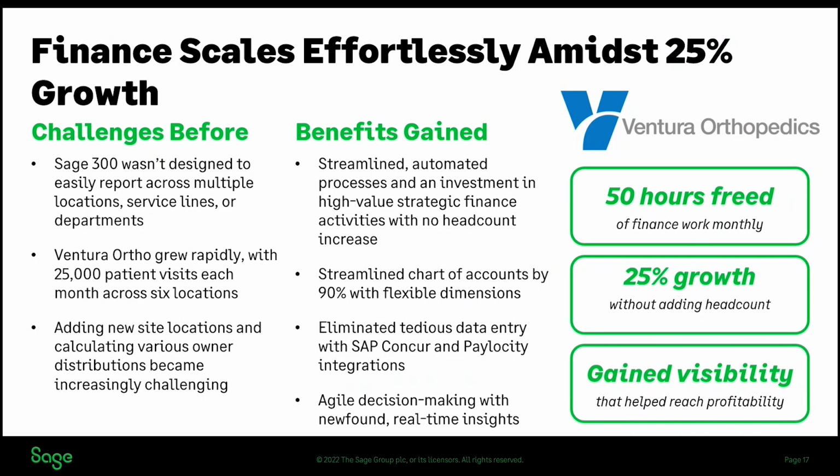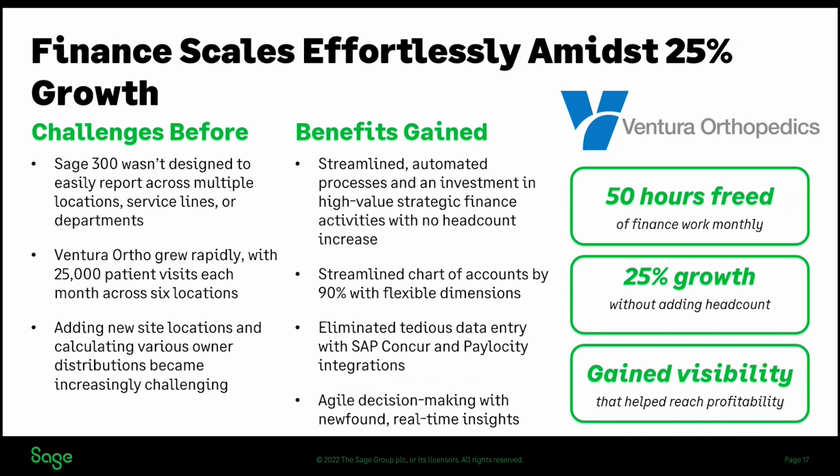To take data from all those locations and to pull it together into a consolidated view manually is a very time-consuming activity. I don't have to do that with Sage Intacct. The minute I open that dashboard, I saved you 40 hours. That could be the 50 hours that they saved right here. 25% growth without adding headcount. So how can you do more with the same amount of people that you have today? How can you continue to grow?